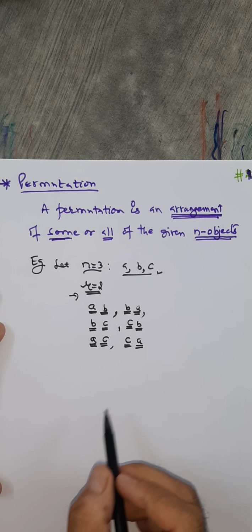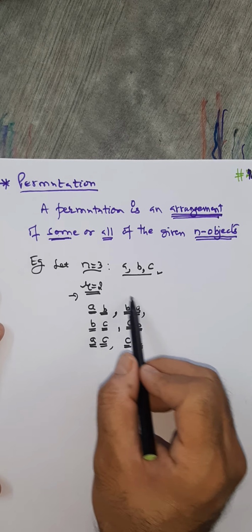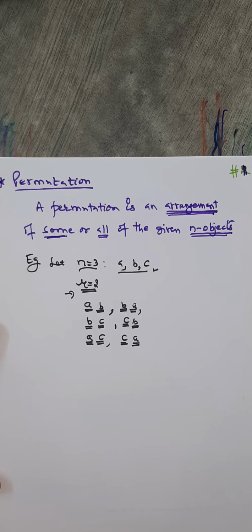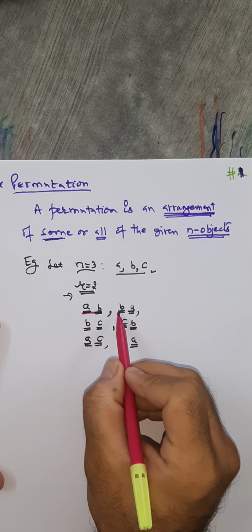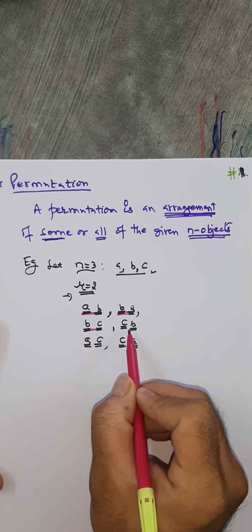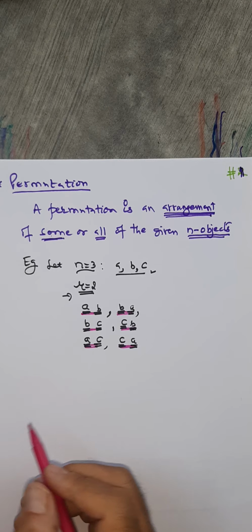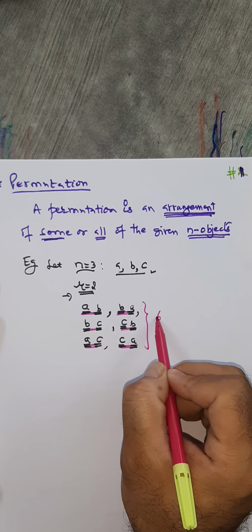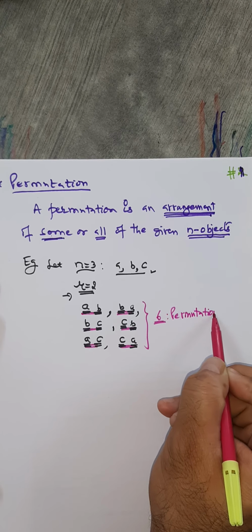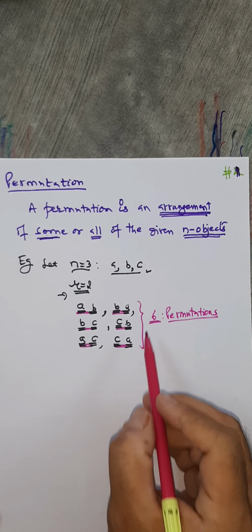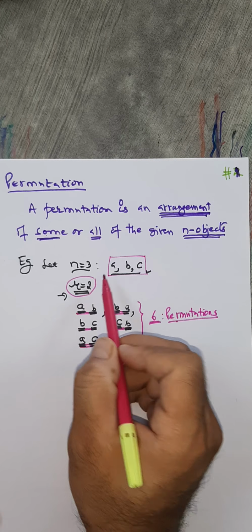Then you can have AC and CA. So what are the possible arrangements here? 6. 1, 2, 3, 4, 5 and 6. Here each of these is called permutation. So this is one permutation because this is one arrangement. This is another permutation. This is third permutation. This is fourth permutation. This is fifth permutation. This is sixth permutation. So how many permutations you have? Total 6. 6 permutations. Permutations means what? Arrangements. You can have total 6 arrangements or the permutations of 3 objects, taking 2 at a time.